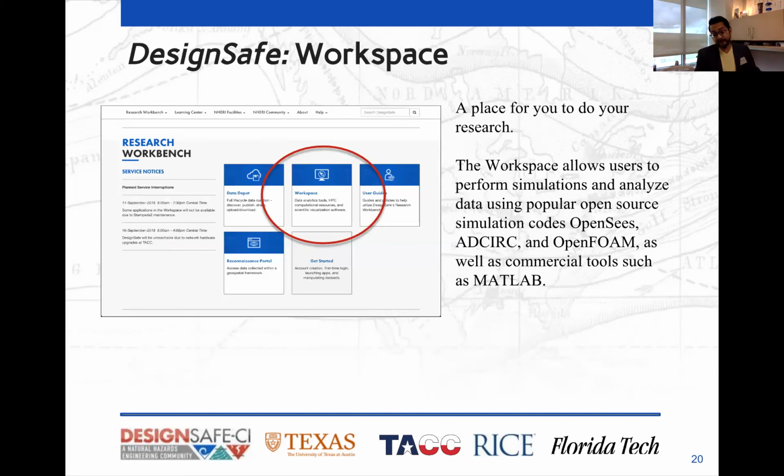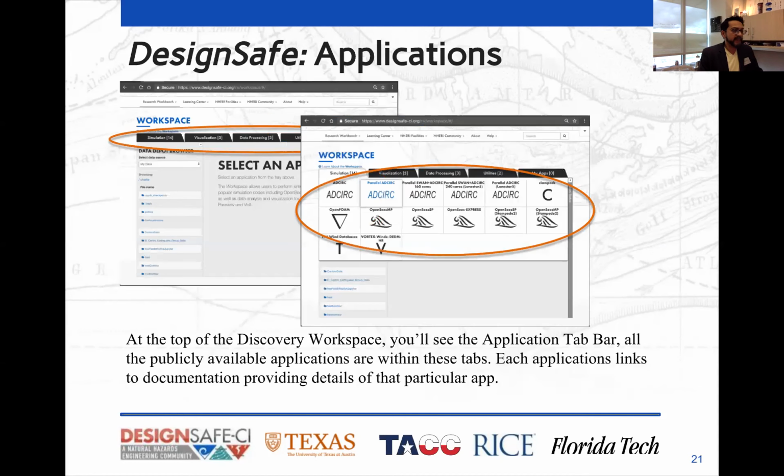We also have a bunch of GIS capabilities as well, and we'll go through the GIS list here in a bit. But essentially, this is a place for you to do your research work. And those all connect directly back to DesignSafe's data depot. So what we'll see when we go over there is a list of applications. Each application that you click on will give you a little understanding of what the application does and a link to the documentation for that particular app.